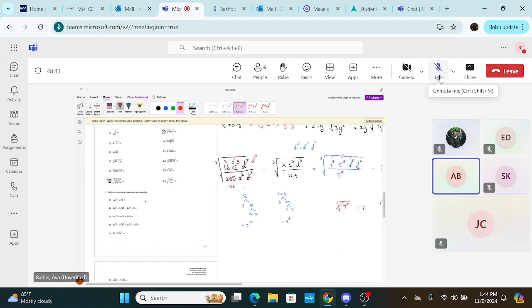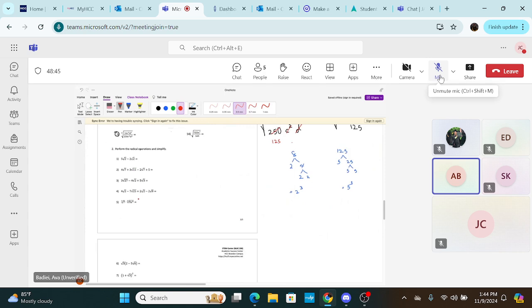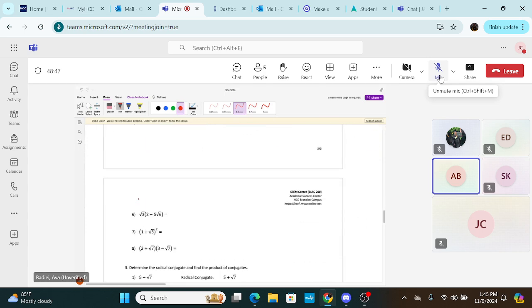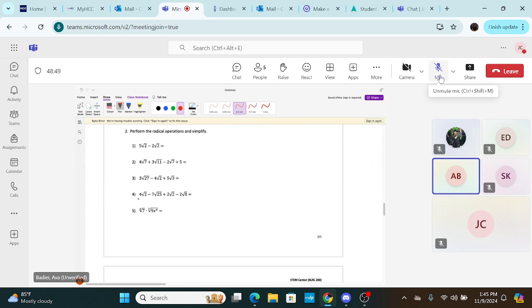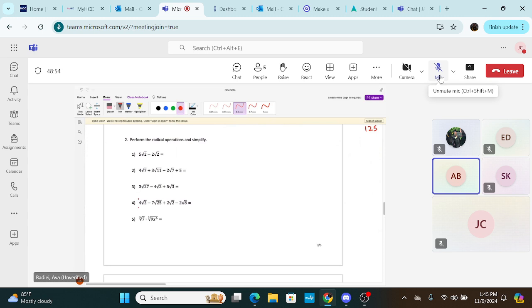All right. So let's move on to doing some operations with them. Let's choose one from here. So looking at question number 2, which one would you like to do? I'd like to do number 4. That's a really good one. So let's do number 4. We have 4 square root of 2 minus 7 square root of 25 plus 2 square root of 2 minus 2 square root of 8.